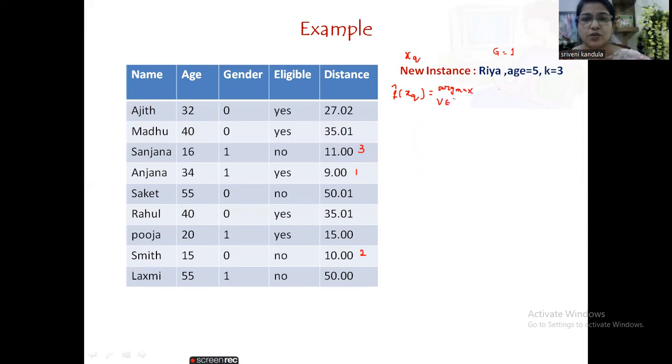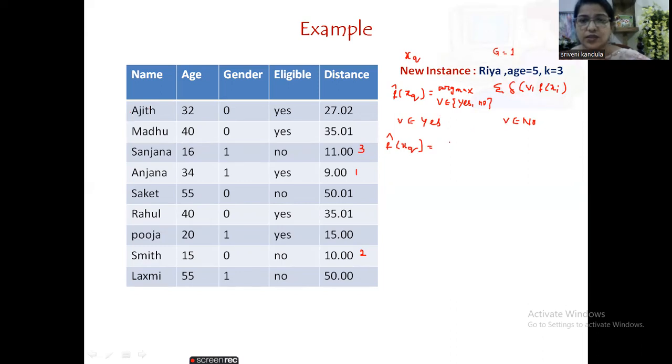Here, what are the possible values that we have? We have yes or no. Summation of delta of V comma f of xi. So this we need to calculate. First let us calculate for the V value yes, and then we calculate for the V value no. Let's calculate f cap of xq for the case of yes.